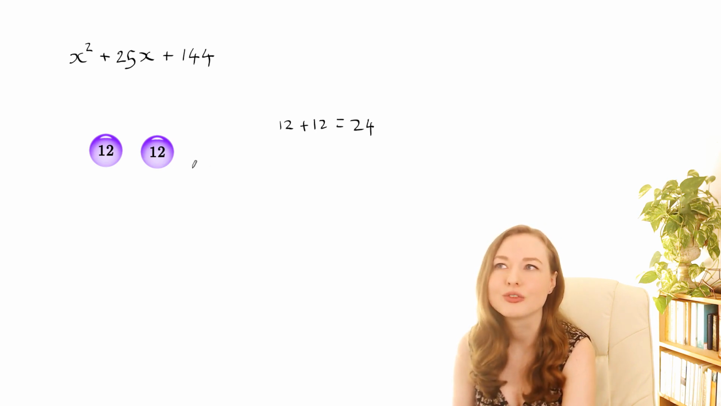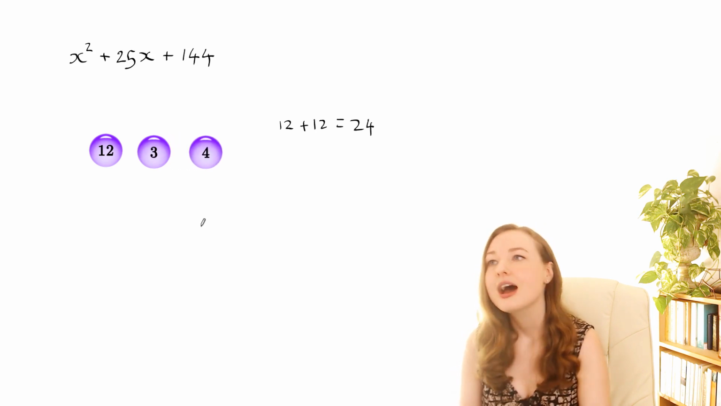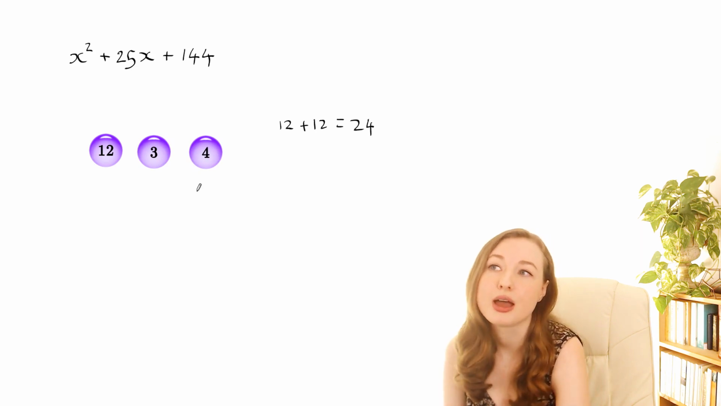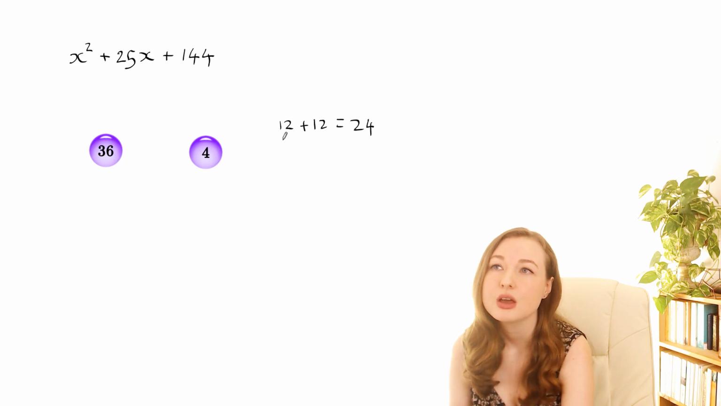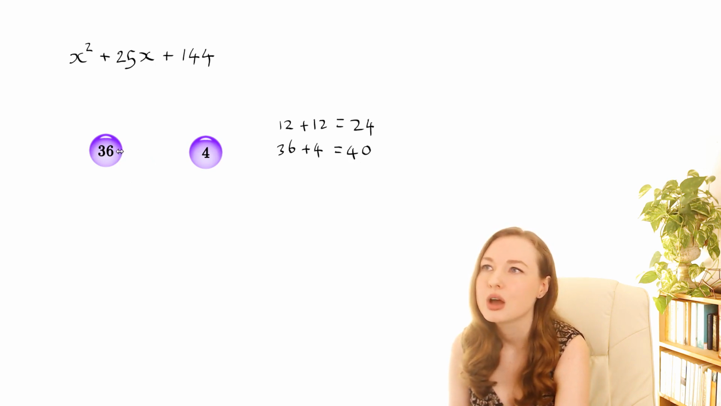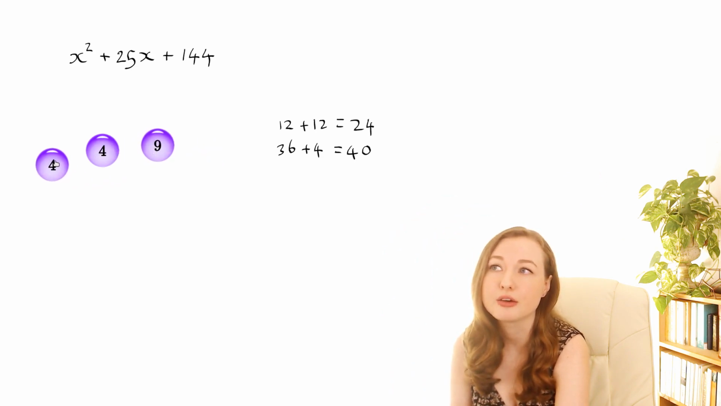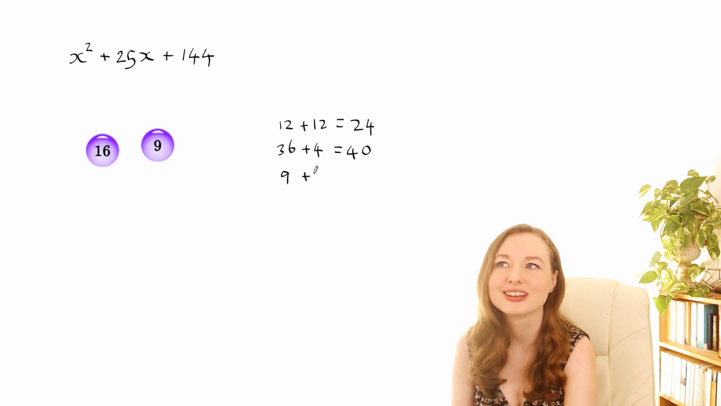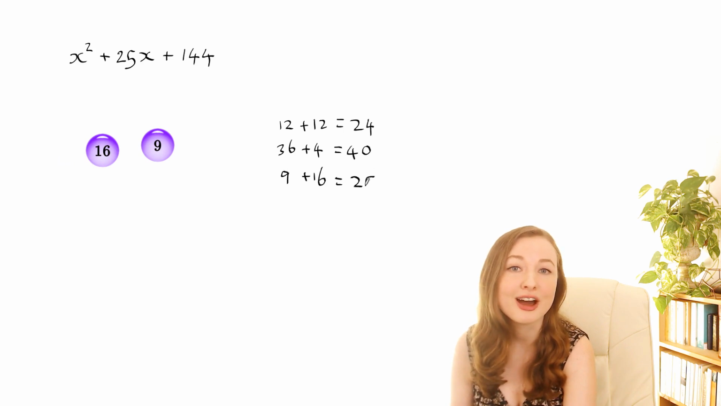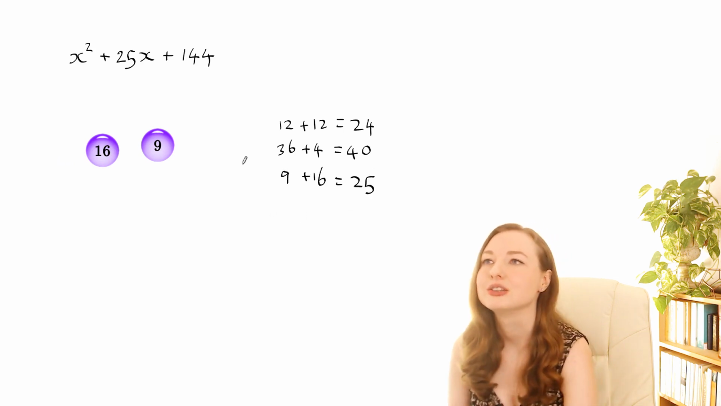So I would think of 12 as 3 times 4, and then maybe we could try combining the 3 with the 12 to make 36. But 36 plus 4, that doesn't work either because that makes 40. So what I might do is split up the 36 into 4 times 9, and then I might try combining that 4 with that one to make 16. And now that does work. 9 plus 16 makes 25. So that's how I actually do these.